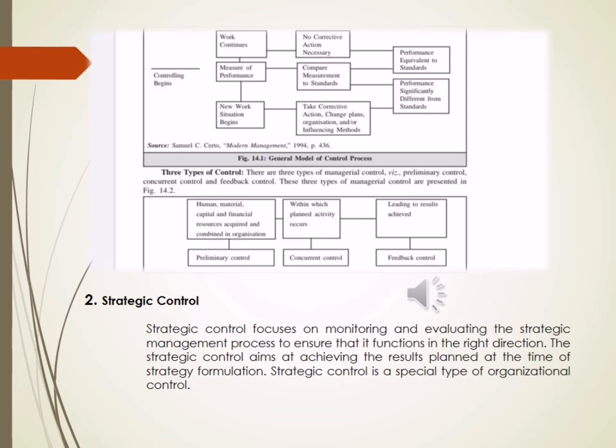Next, we have three types of control. First is the preliminary control, then the concurrent control, and feedback control. Under the first control, human, material, capital, and financial resources are acquired and combined in the organization. And for the concurrent control, it is within which planned activity occurs, and for the feedback control, it is leading to results achieved.